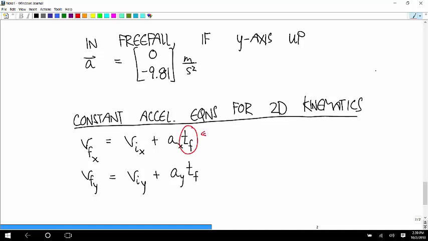So time isn't a vector. If you're doing this and your y-axis is up, then ax is 0 and ay is negative 9.81. That's the vector notation. The x component is that, and that's the y component.